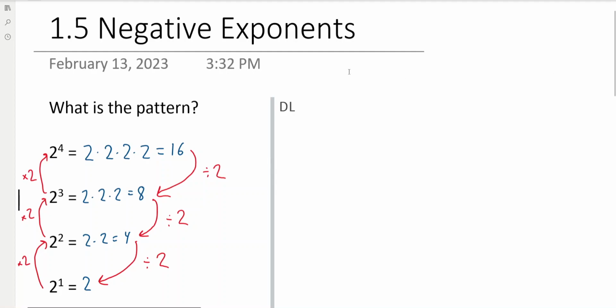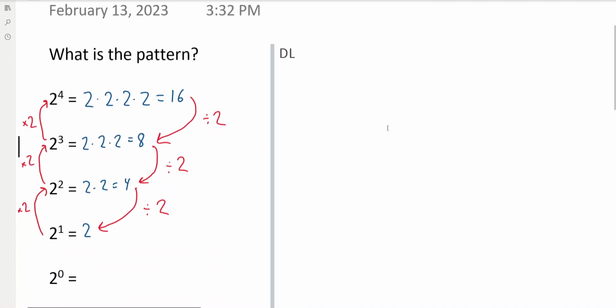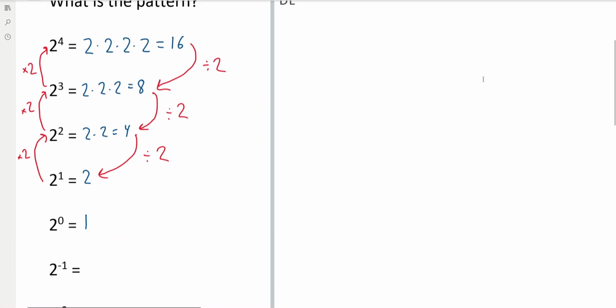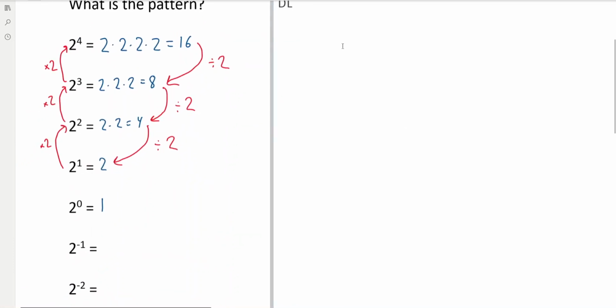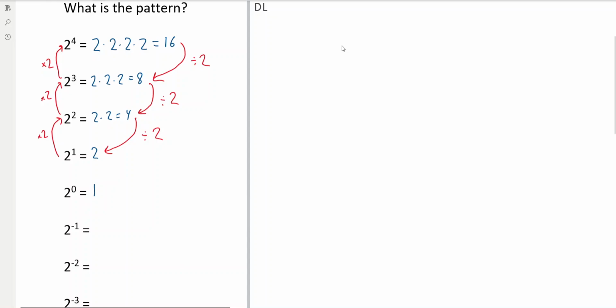So if that's the case, let's extend this pattern one further. Divide by 2 again, and we get 1. So 2 to the 0 is 1. Okay, and if we go a little bit further even, then we have 2 to the negative 1. Well, 1 divided by 2 is 0.5, or another way of saying that is 1/2.